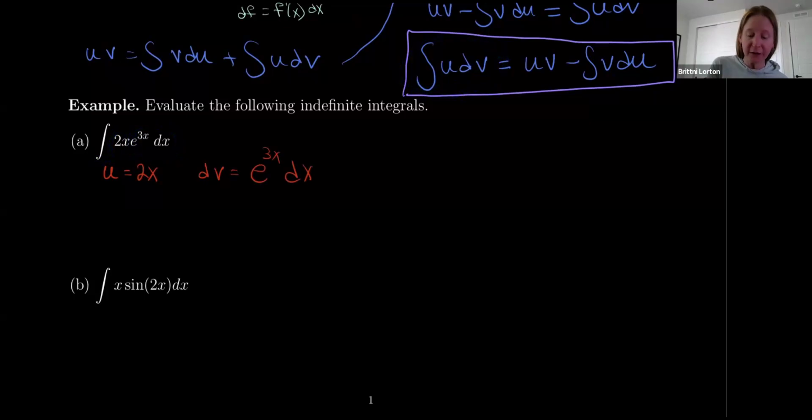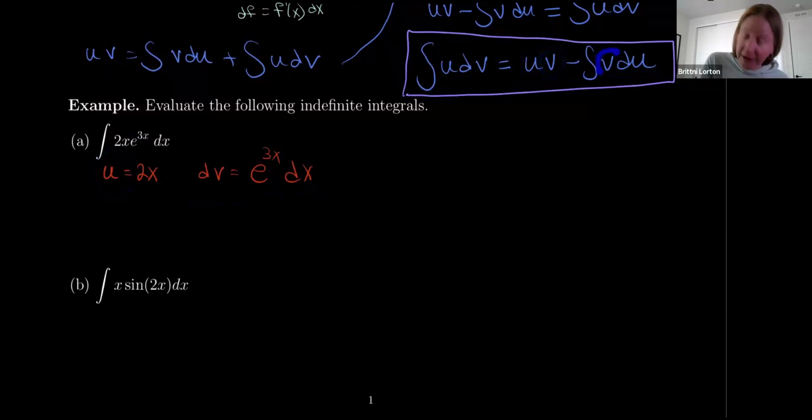Step 2 is to fill in the rest of the formula. Okay, but before I fill it all in, let me read through what I need. I'm going to need a u, which I have, check. I'm going to need a v, which I don't have. I have to find it.